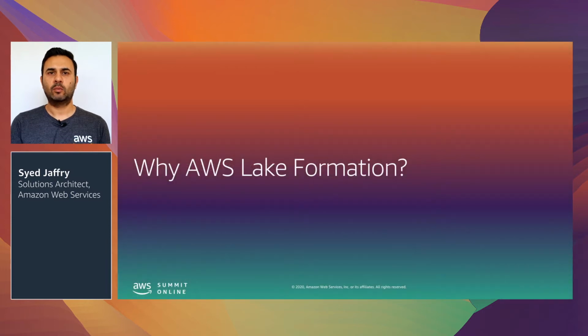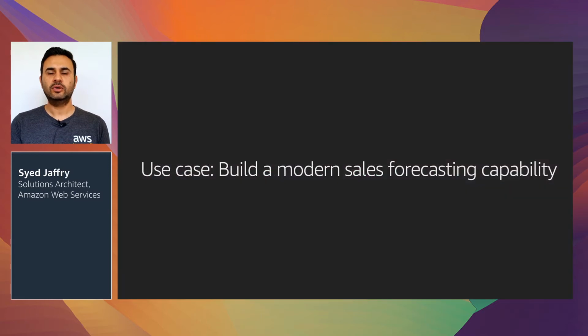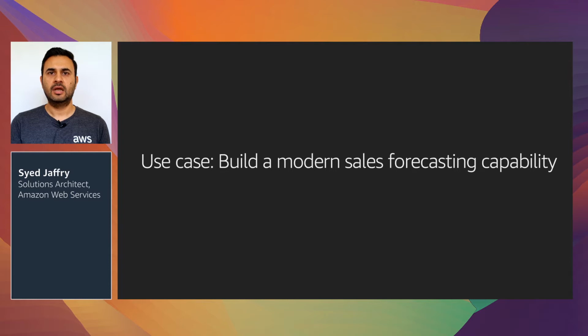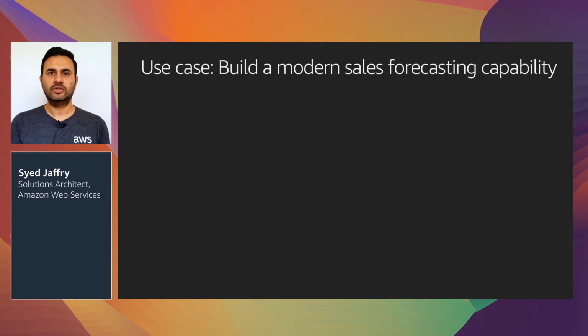So to really understand why AWS Lake Formation exists as a service and the problem that it solves, let's look at it from a lens of a real business use case. Let's just say that you're a data engineer at a retail organization and the general manager of your retail business has asked you to build a modern sales forecasting capability. When you think about this problem, the first thing you need to do is to identify the data sources that you need that have the data for that particular use case. In this particular case, you've identified a relational database that has the sales and inventory history data that you need.